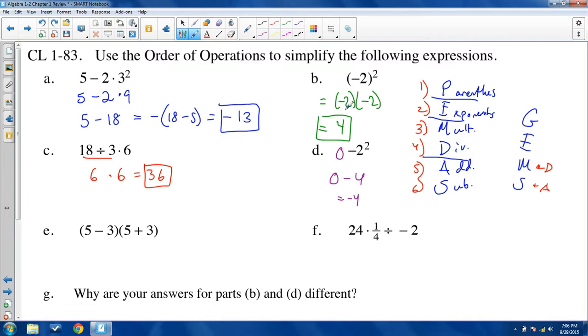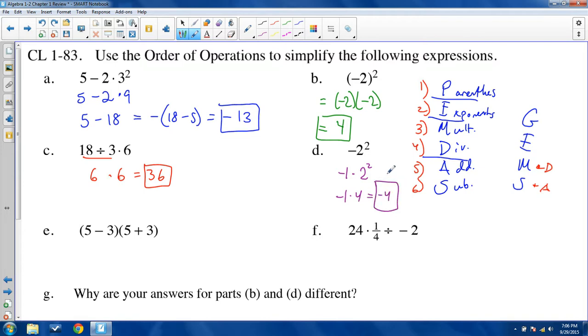These parentheses say I'm doing negative 2 times negative 2. This is 0 minus 2 times 2. So there is a difference there. That's one way to look at it. Another way to look at it, instead of 0 minus 2 squared, is negative 1 times 2 squared. And exponents come before multiplication. So 2 squared is 4, so this is negative 1 times 4, which is negative 4.